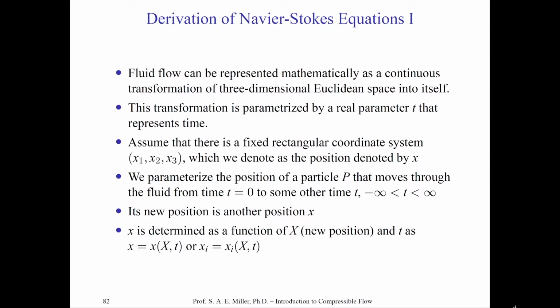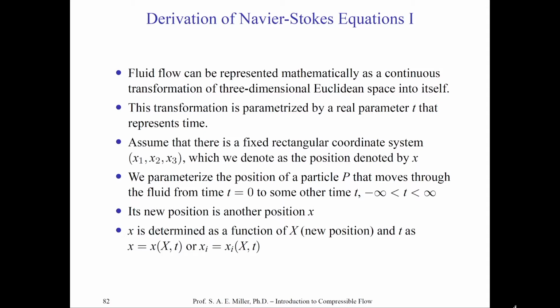We'll then parameterize the position of a particle or fluid element or fluid parcel as p, and it'll move through the fluid from time t0 to some other time, in negative infinity to positive infinity. And so we define time and space in infinite dimension coordinate. Its new position will be another position x, as the fluid parcel moves from, say, t1 to t2.